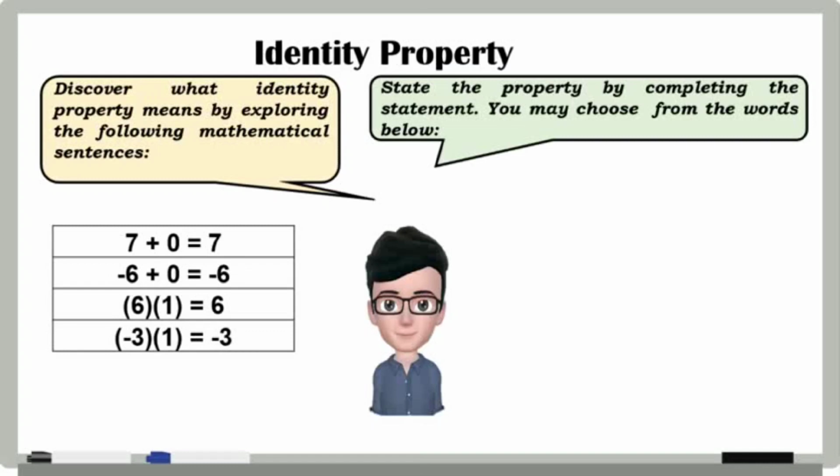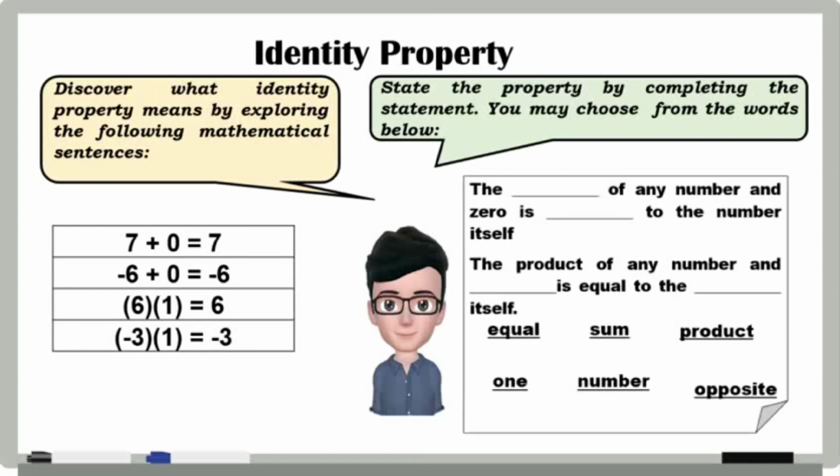You may choose from the words below. Meron tayo diyang dalawang statement. Yung isang statement is for addition, then yung next statement naman ay para sa multiplication. The sum of any number and 0 is equal to the number itself. For the second statement, the product of any number and 1 is equal to the number itself.